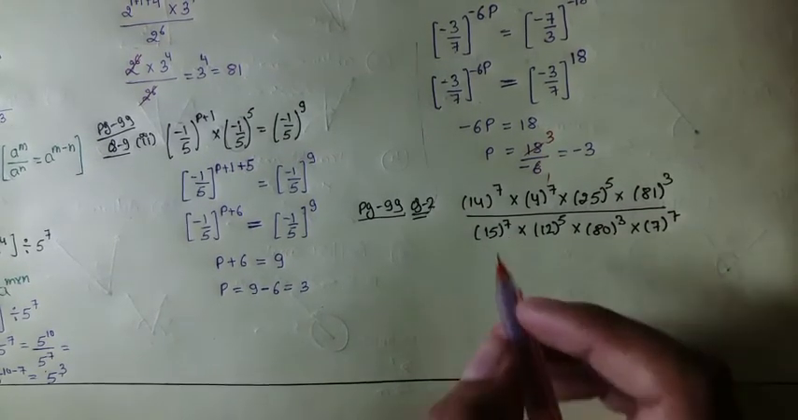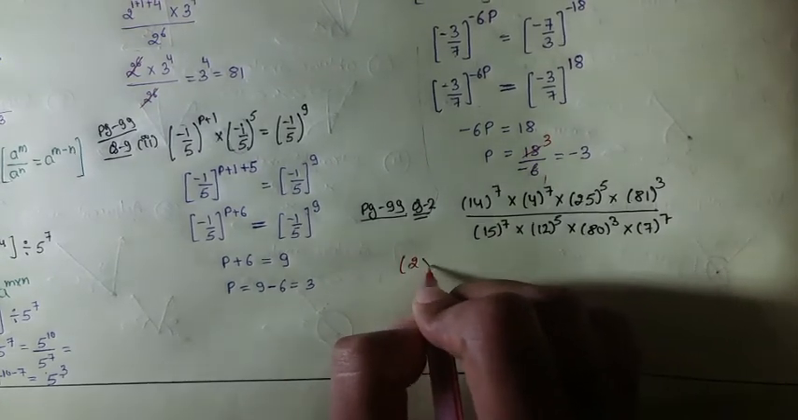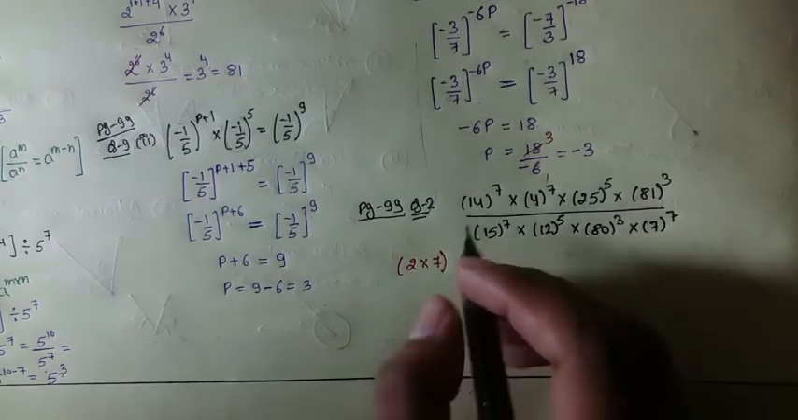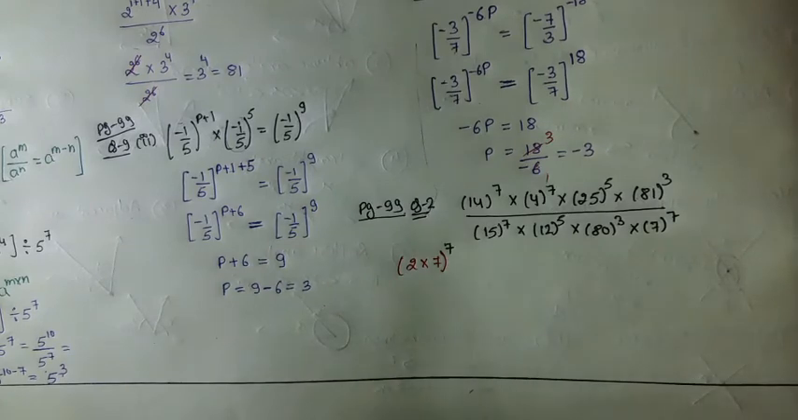ध्यान से देखना थोड़ा. 14 can be written as 2 into 7. 14 को हम लोग कैसे लिख सकते हैं, 2 into 7 and its power is 7.